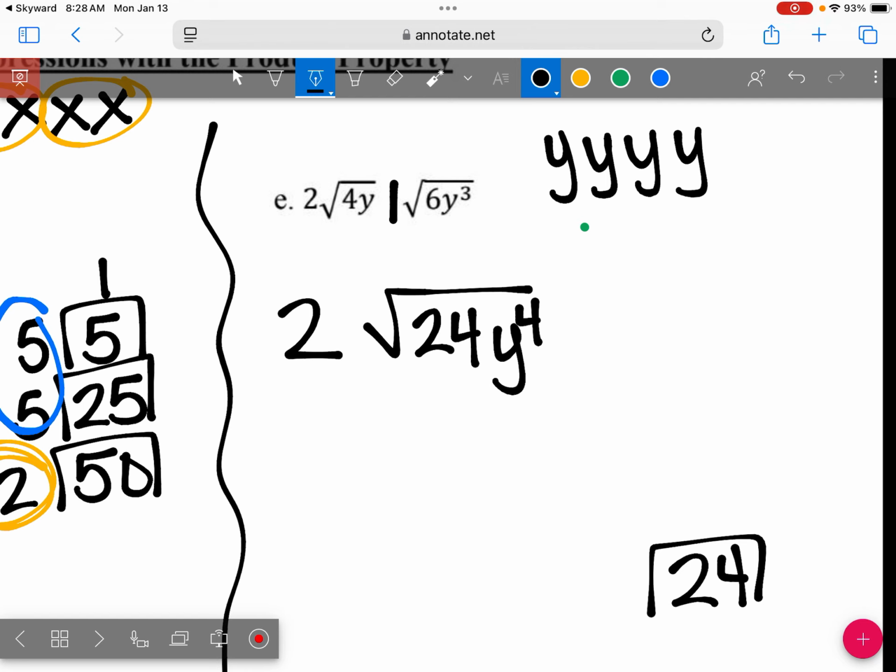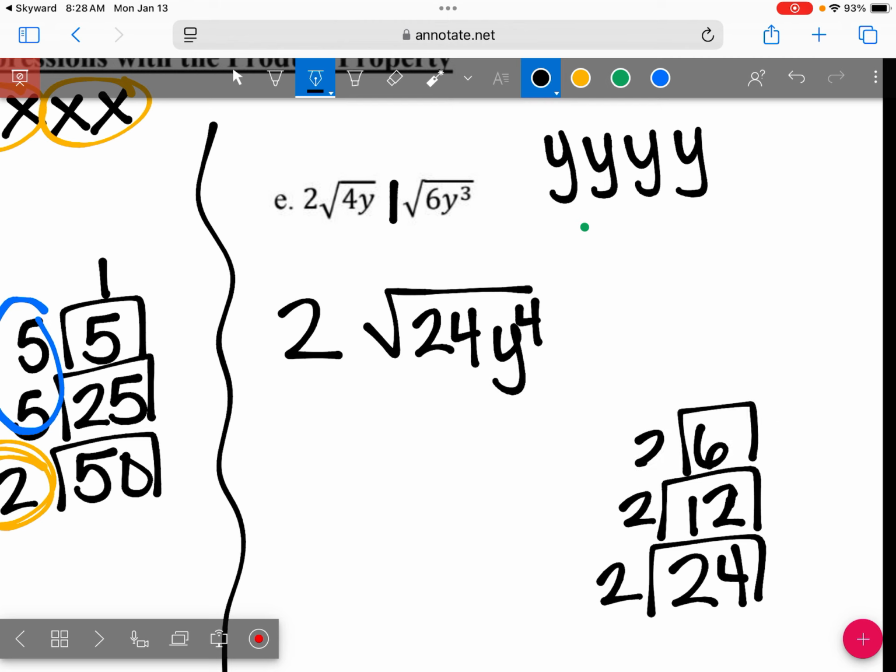So we start by dividing the 24 by 2. 2 goes into 24 12 times. 2 goes into 12 6 times. 2 goes into 6 how many times? 3 times. 3 goes into 3 1 time. So we have a pair. This is what I have a pair of. That's going to come out.